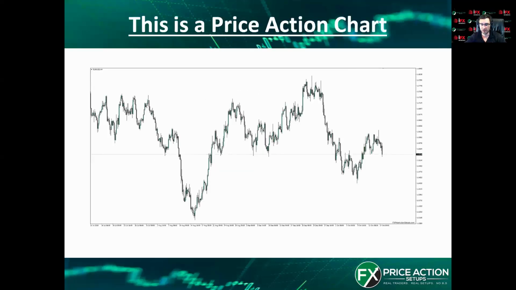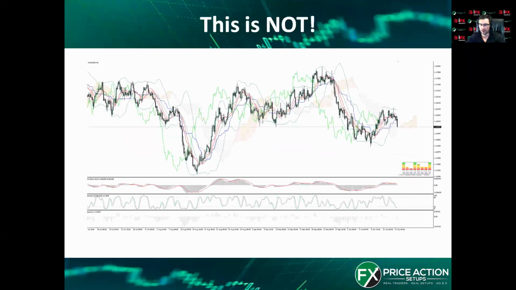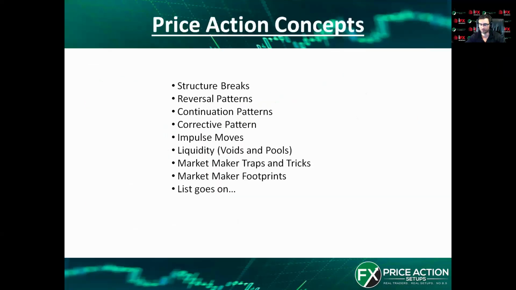If you're trading price action, this is more or less what your chart will look like. It is clean, it is clear. There's nothing painted on it. It doesn't look like a rainbow. So this is what a price action chart looks like, and here's an example of what is not a price action chart. There are so many indicators. I don't know how you can make a decision looking at a chart like this, but you see it all over. So this is not a price action chart.